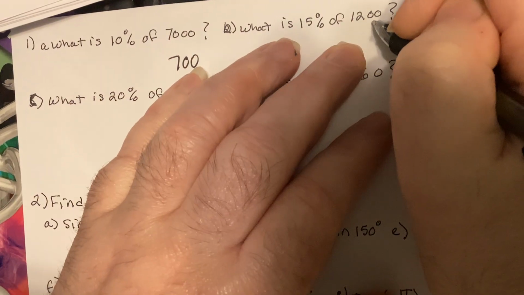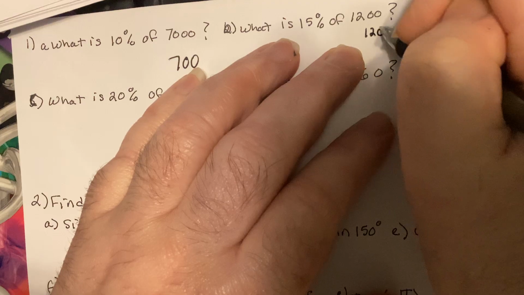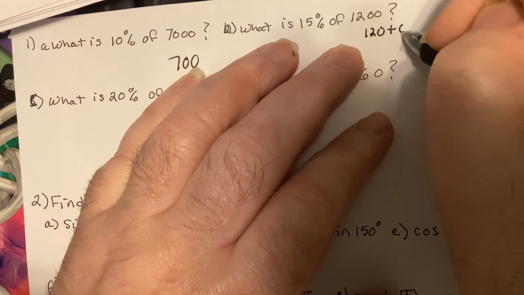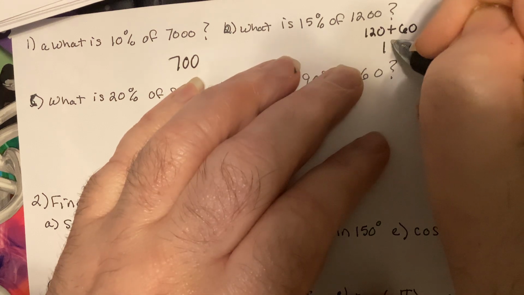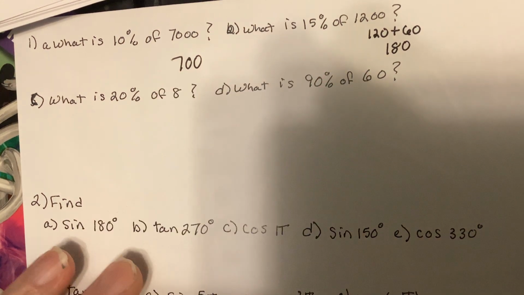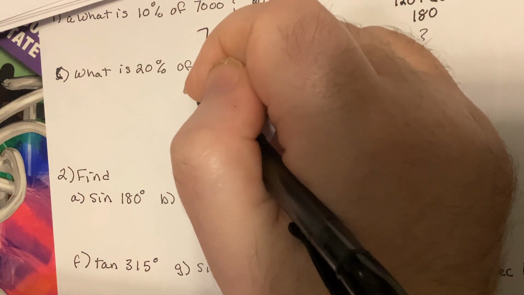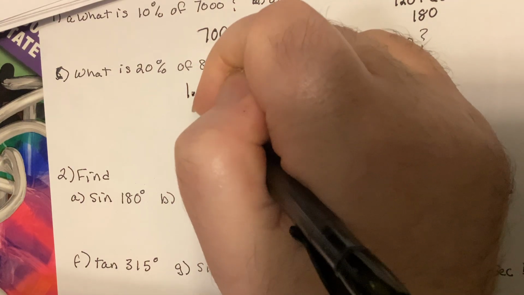10%, you move the decimal over 1, so it'd be 120. Plus 5% is half of that, which would be 60. So that'd be 180. Then 20%, you just find 10% and double it. So 10% would be 0.8, move it over 1, double it is 1.6.